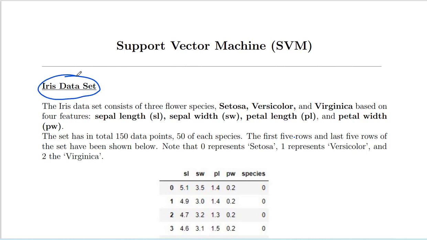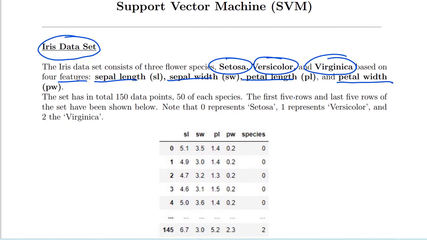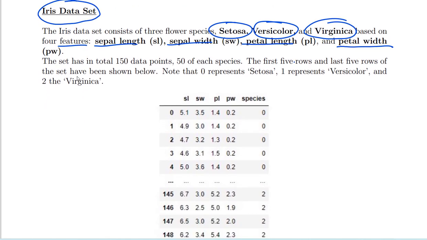This data set consists of three flower species: Setosa, Versicolor and Virginica, and all of these are classified based on four features, and these four features are sepal length, sepal width, petal length and petal width, and all these data are measured in centimeters. So there are 150 total data points and 50 from each class or from each species.